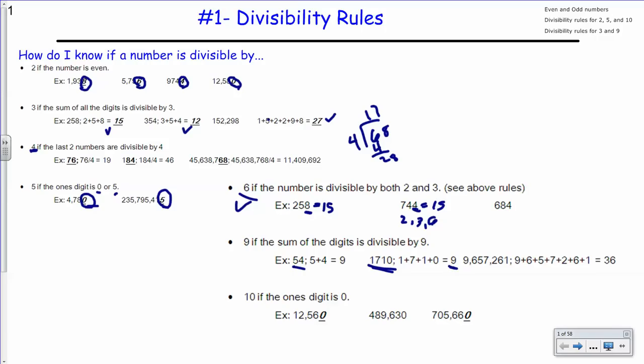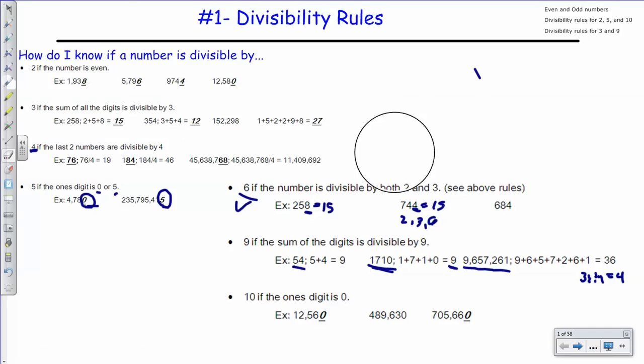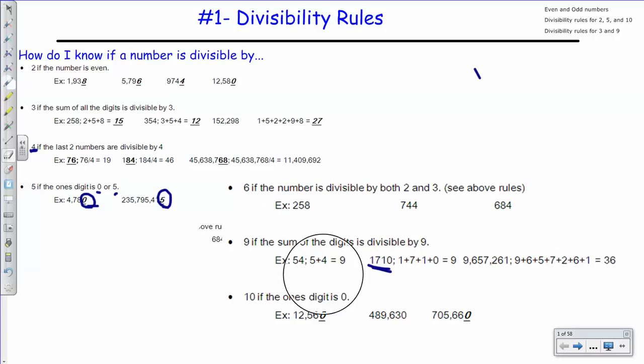And my big long number here, what do I have? 9 million and change. I add up all of my numbers, so I add up 9 plus 6 plus 5 plus 7 plus 2 plus 6 plus 1 equals 36. 36 is divisible by 9. It equals 4. So this is my cheat sheet so that I know I am ready to go. So be sure that you have this out so you can reference it when we do the together and the you try problems.